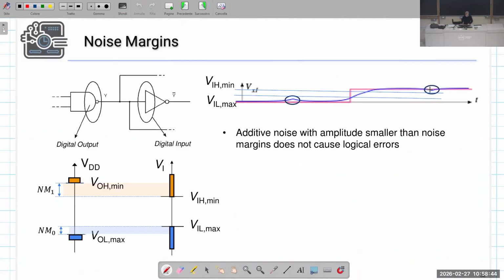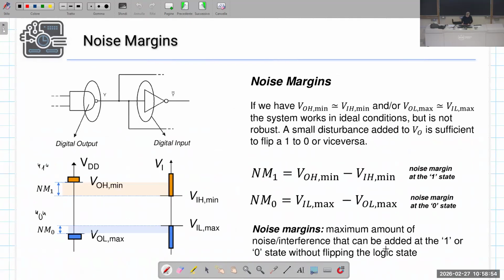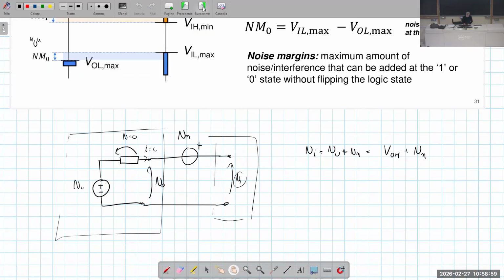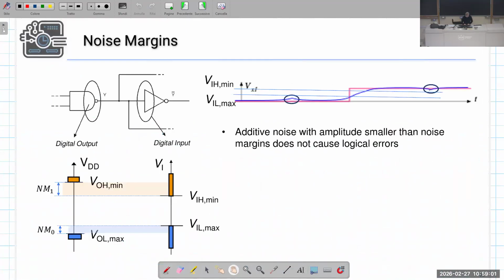Now here we are at the high level. We have that this variation here represents noise. If this variation here, which represents the noise, the Vn, that Vn which I have mentioned here, this variation represents Vn. If this variation is smaller than the noise margin at the high level, this logic state that is supposed to be 1 is correctly interpreted as 1, even if we have noise.